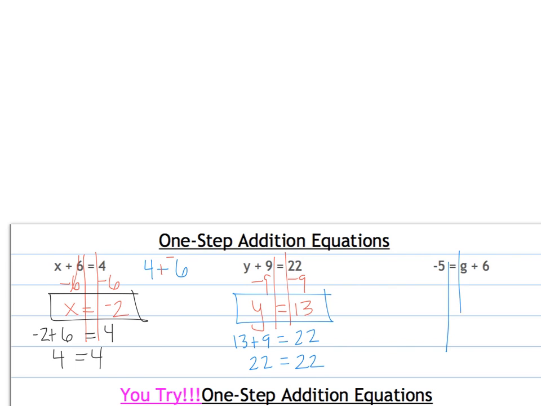One more, notice that the variable's on the right now instead. That's okay. This is the same as g plus 6 is equal to negative 5. So if you'd rather rewrite it that way, so that your variable's first, that's fine.